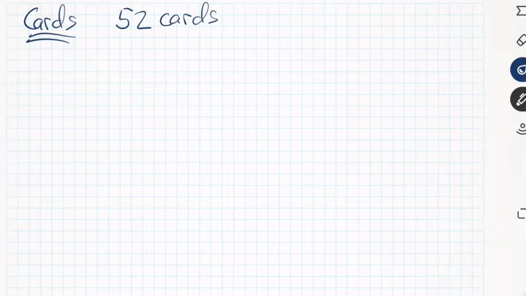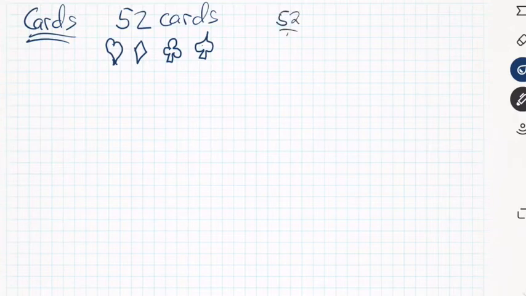And the cards are broken down into, first off, groups of 4. And that group of 4 is the hearts, the diamonds, the clubs, and the spades. And if it's broken into 4 pieces, 52 divided by 4 is equal to 13. So there are 13 hearts, 13 diamonds, 13 clubs, and 13 spades.